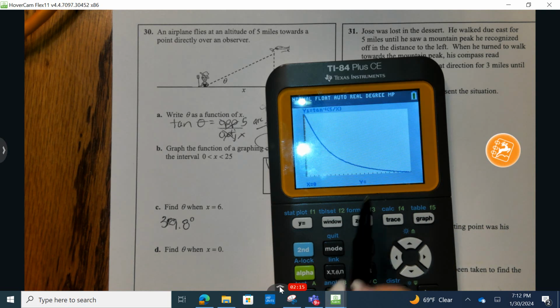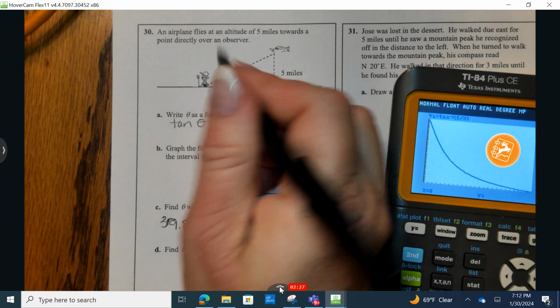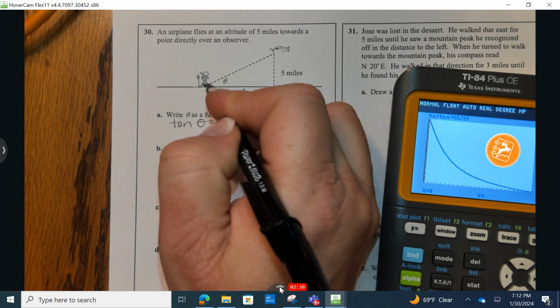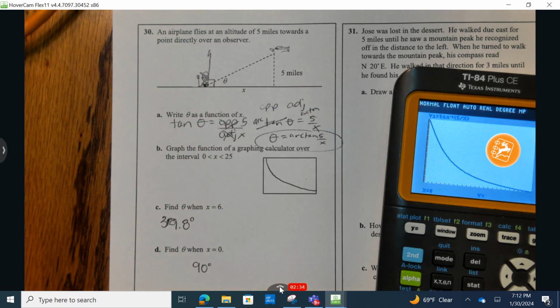Now let's find this angle, second trace angle, at 0. And at 0, it does not exist here. So what does that mean? What does it mean if we don't have an answer here? In this case, it means it's straight up at 90. So if this is 0, it means it is going straight up overhead, which is creating a 90-degree angle.